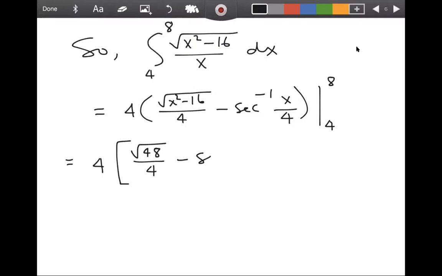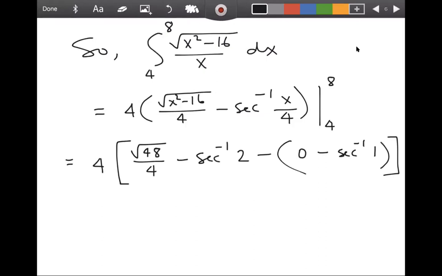Minus the inverse secant of 2, minus... 4 squared is 16. 16 minus 16 is 0. Minus the inverse secant of 1. All right.